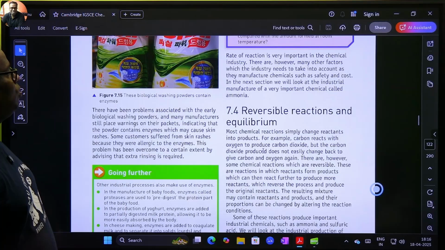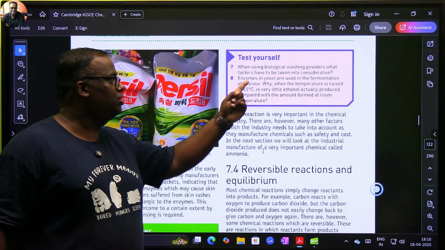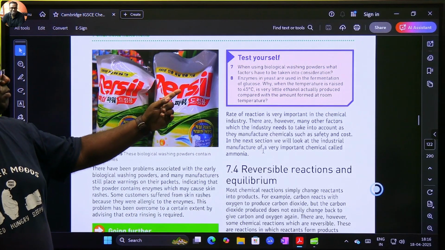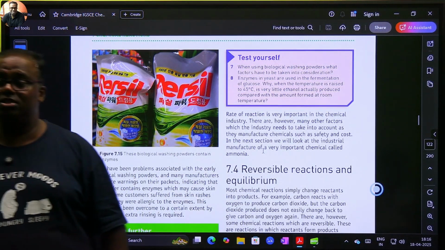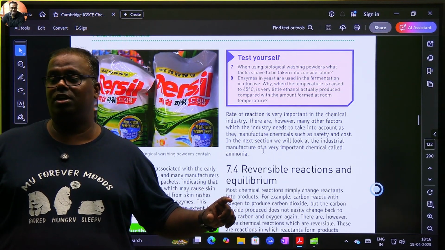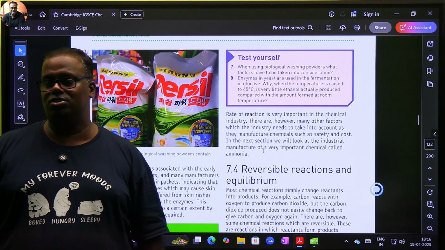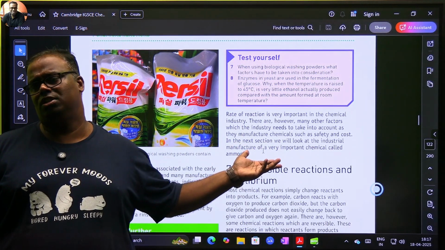Now, before we go on to the next section, let's see this question. When using biological washing powders, what factors have to be taken into consideration? You take into consideration that if there are any enzymes which are not skin friendly, they can cause rash. And another thing, they are anyway to be used below 40 degrees.